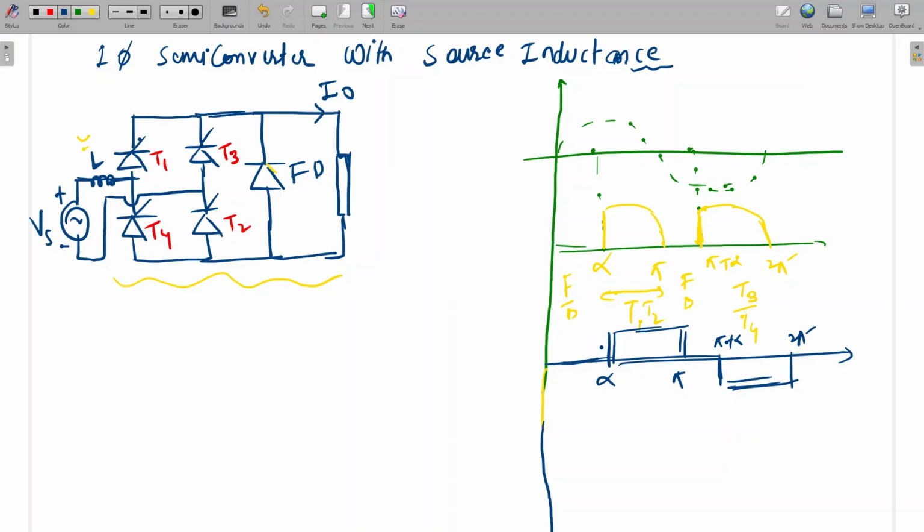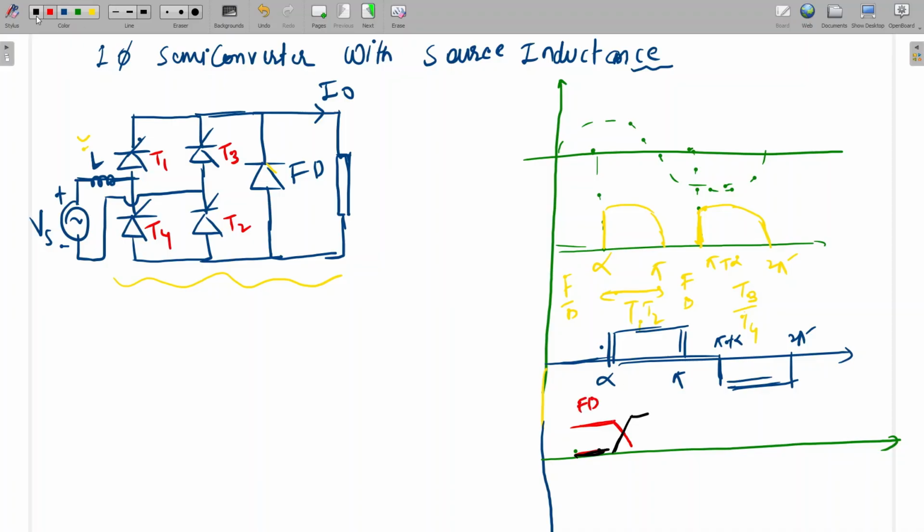But this current will not suddenly go from 0 to I. What will happen? I'm going to draw all the waveforms. Before alpha, the freewheeling diode is conducting. At alpha, the diode current will become 0, and T1, T2 will start conducting. So this black color waveform is T1, T2, and it will be like this. This red color is the freewheeling diode.